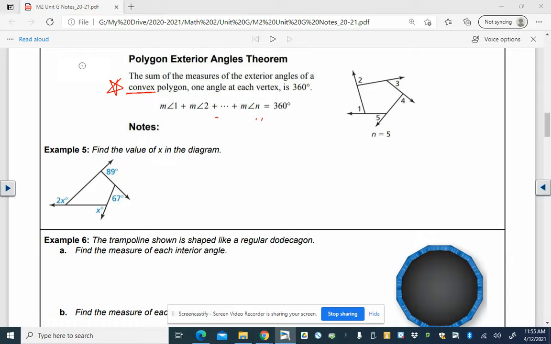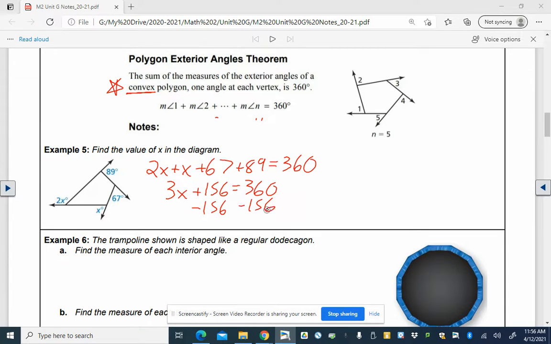Okay, so example 5 says find the value of x in the diagram. Well, I see x and these exterior angles. I know that no matter how many sides my polygon has, I can add all my exterior angles together and they're always going to sum to 360. Okay, we can combine like terms. So 2x plus x is 3x. 67 plus 89 is 156. I'm going to subtract the 156 first. So 3x equals 204. Divide by 3. My value of x is 68 degrees.